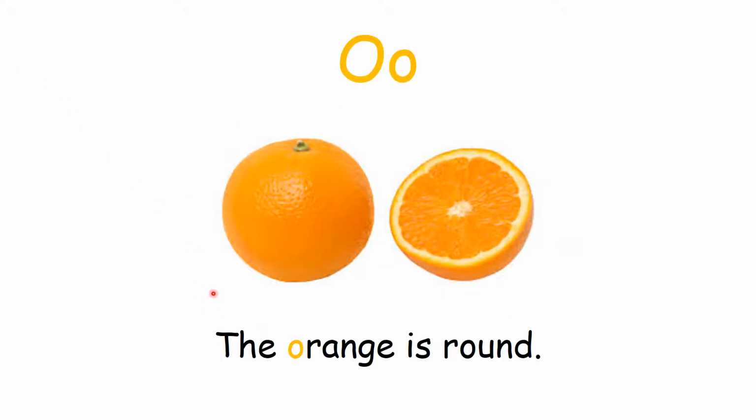For example, orange. The orange is round. A. Orange. Okay, now can you give your own example at the count of 3? Ready? Say it aloud. Ready? 1, 2, 3. Good job. Very good. Fireworks for you.